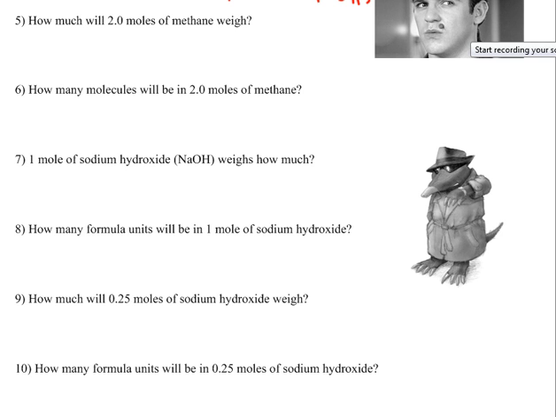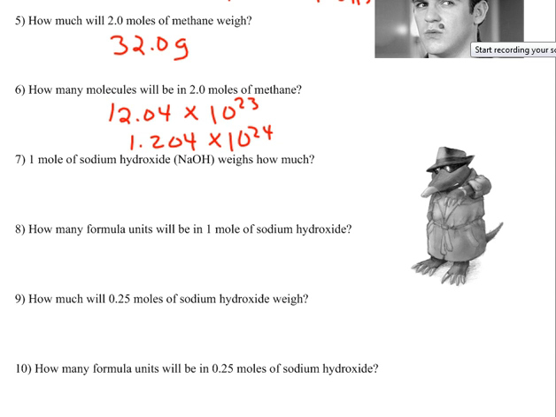Question number 5. How much will 2.0 moles of methane weigh? Well, we know that 1 mole weighed 16 grams, so 2 moles will be double that, 32.0 grams. How many molecules will there be in 2.0 moles of methane? Well, 1 mole had 6.02 times 10 to the 23rd, so if you double that number, you get 12.04 times 10 to the 23 molecules, which is 1.204 times 10 to the 24 if we adjust that number to proper scientific notation.